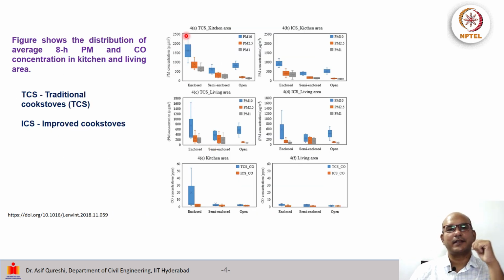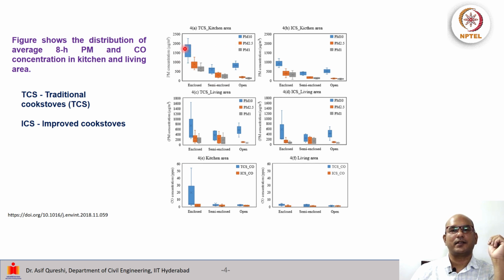So here we see the values for PM concentrations in the traditional cook stove kitchen area and the improved cook stove kitchen area. The kitchen areas are enclosed, semi-enclosed and open, when one uses the traditional cook stove and when one uses the improved cook stove. First we will look at the traditional cook stove and compare between the three kitchen types.